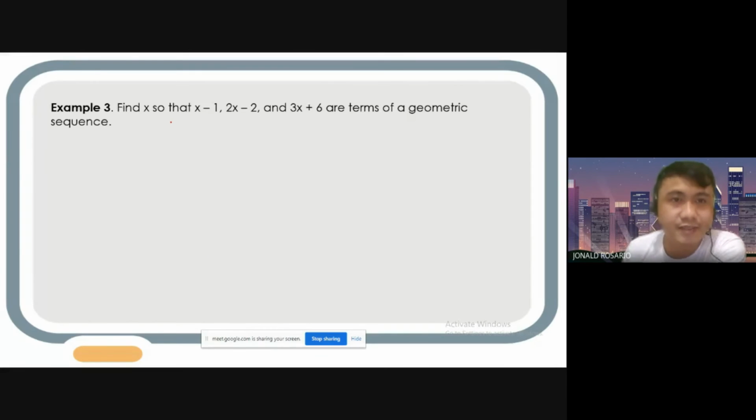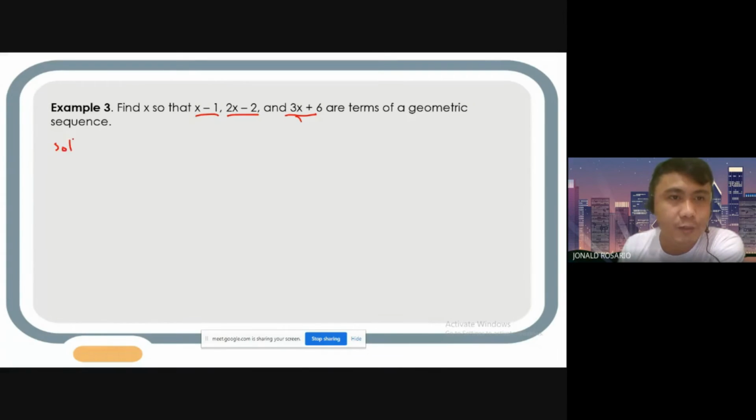Find x so that x minus 1, 2x minus 2, 3x plus 6 are terms of a geometric sequence. So, ang goal natin is to look for the value of x para masabi natin that these algebraic expressions are terms of a geometric sequence. Napakadali lang. Gamitin lang natin ang definition ng ating geometric sequence na kung saan ang mga terms niya ay mayroong tinatawag na common ratio.